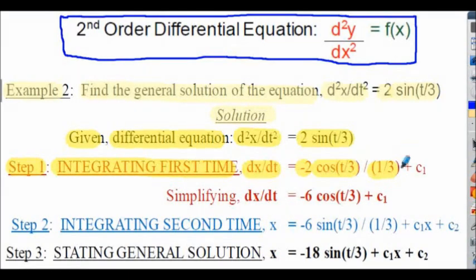Just think that through for yourself. We've covered this type of integral in the previous presentation. So considering the generic form of sine ax, the a in this case would actually be 1/3. And of course we add the constant of integration, c1. On the next line I've simplified this step 1 for dx by dt, because dividing by 1/3 is actually like multiplying by 3. So that's why I can write this now as -6 cos t divided by 3 plus my c1.